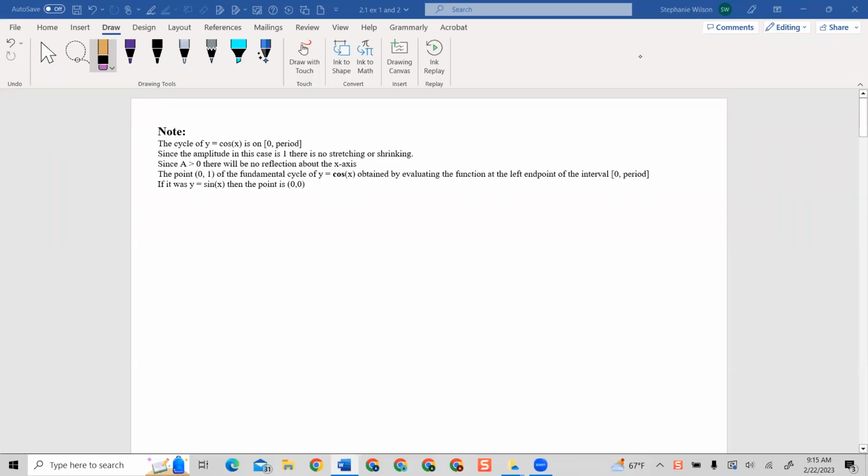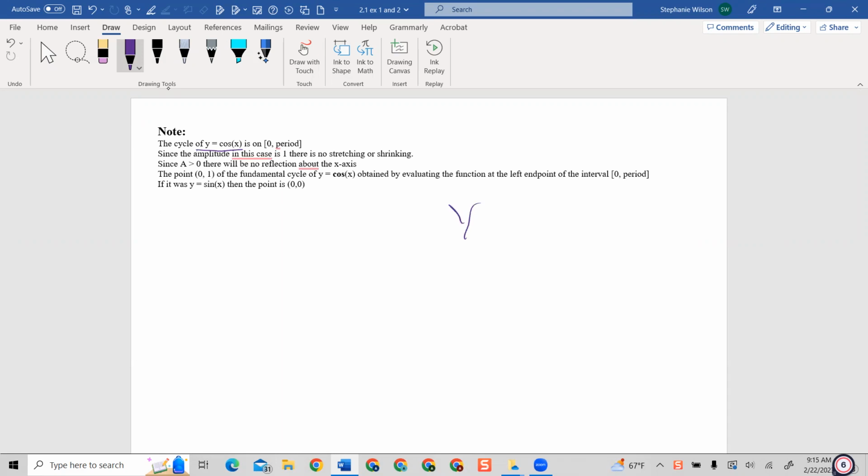Wavelengths in reflections of cosines and sines. At the beginning of this, I put some notes here. I thought this would be helpful. Whenever we talk about some function, we're going to call it y is equal to cosine of x. That is our original, just plain and simple.